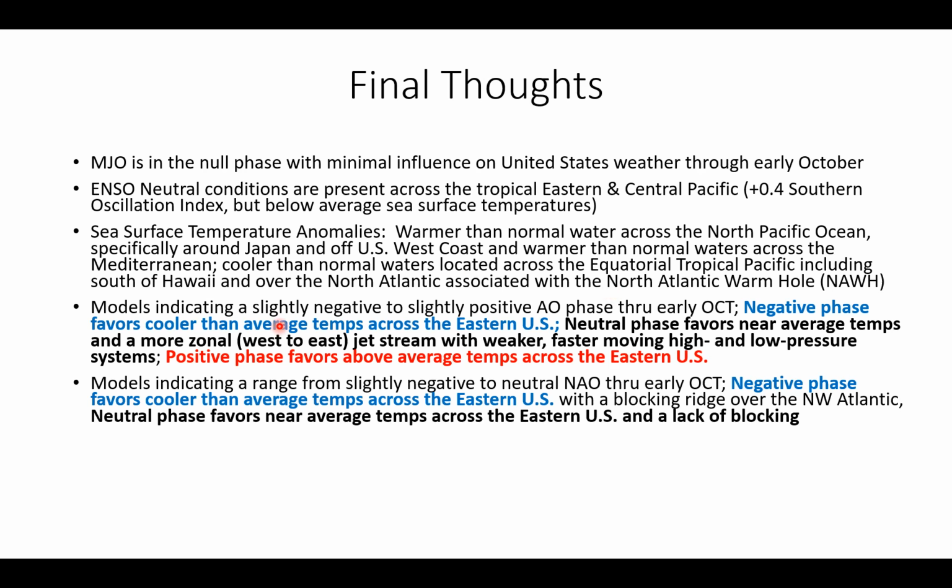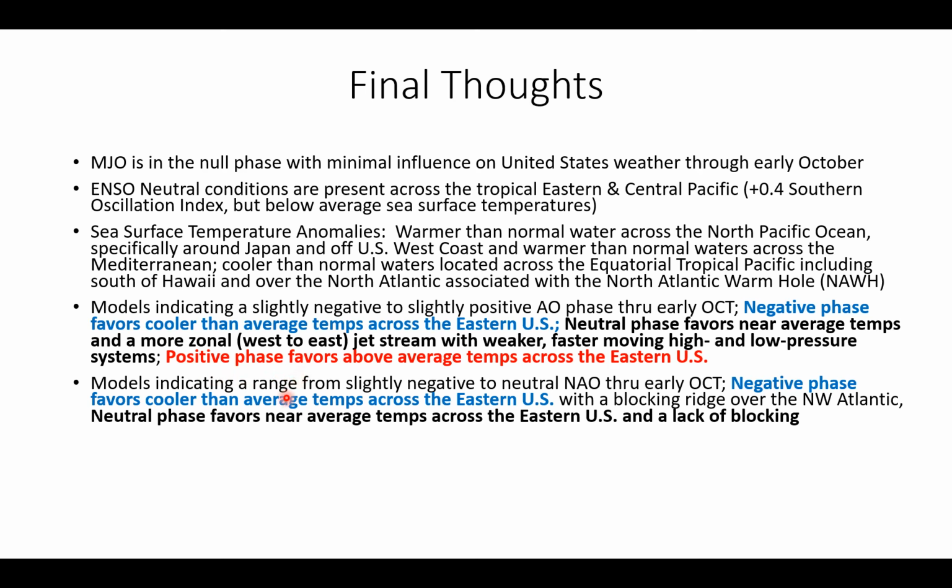Models are indicating a slightly negative to slightly positive AO phase through early October. The negative phase would favor cooler than average temps across the eastern U.S. If we were to transition to the neutral phase, that would favor near average temperatures in a more zonal west to east jet stream with weaker, faster moving high and low pressure systems moving west to east. And with a positive phase of this AO, that generally tends to favor above average temps across the eastern U.S.